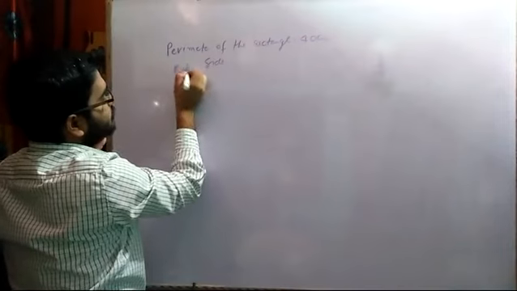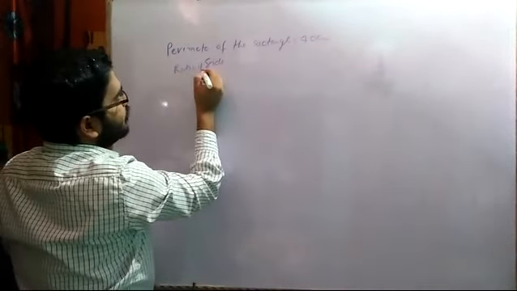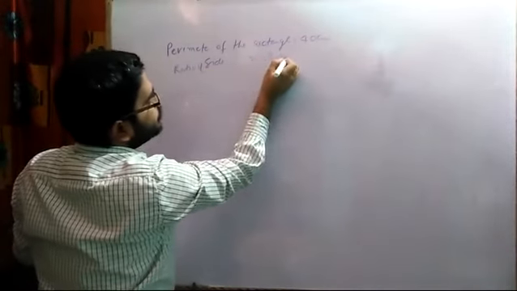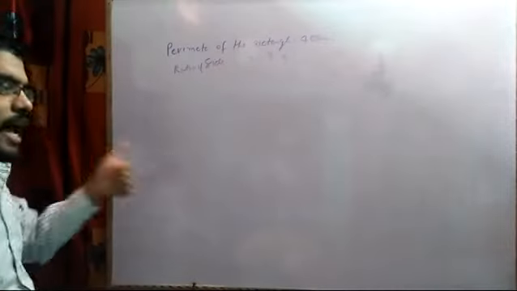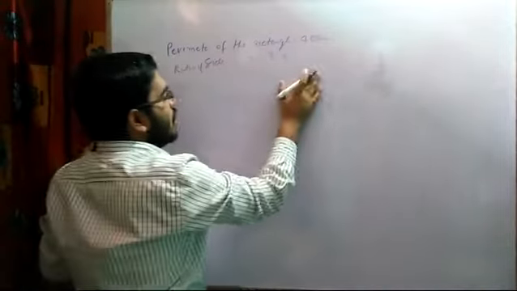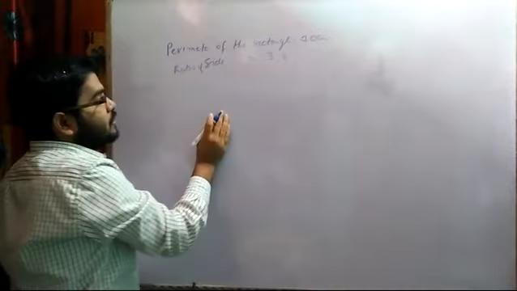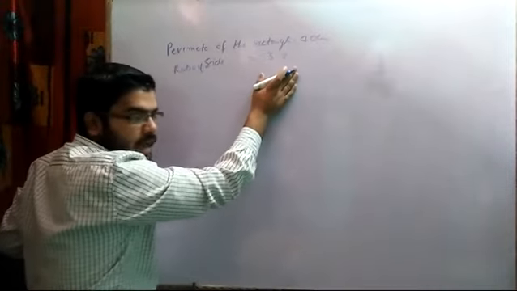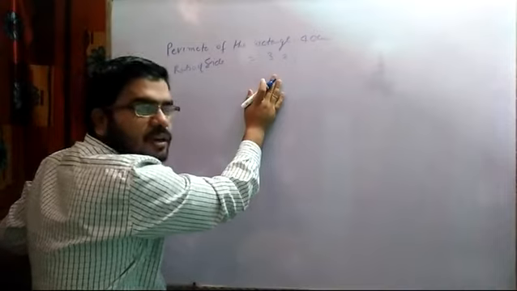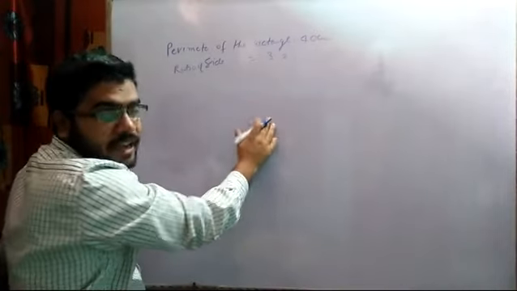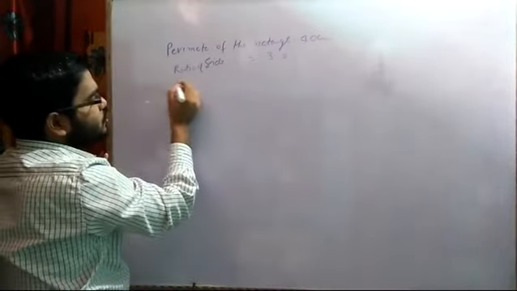The ratio of the sides is 3:2. Now we have to find first the diagonal, then its area. Now how to find the diagonal? First of all we have to find the sides, then only we will be able to find the diagonal and its area.